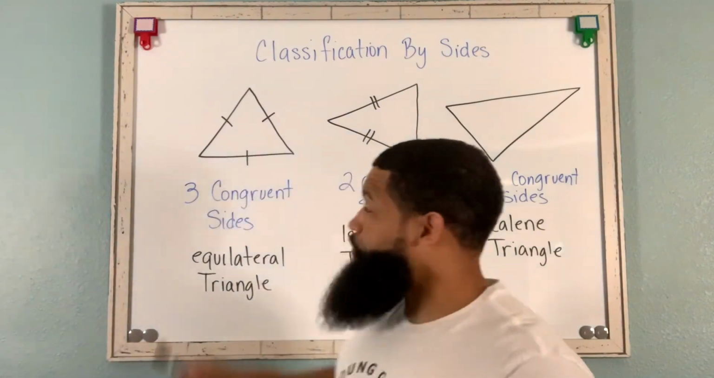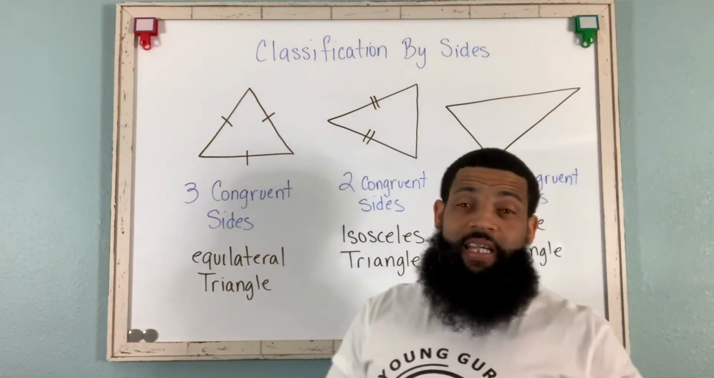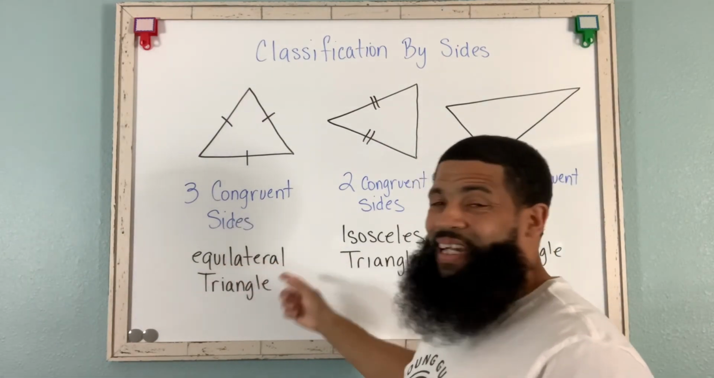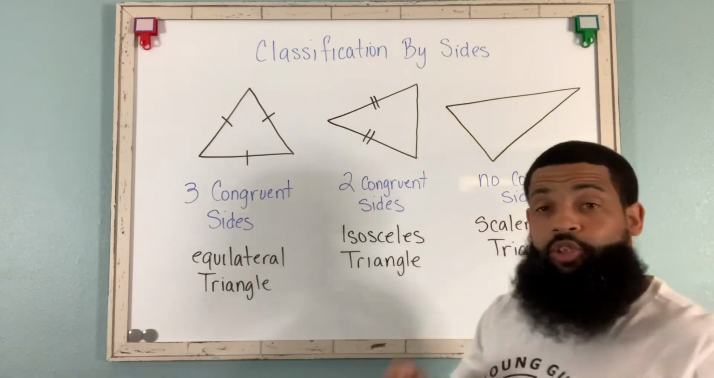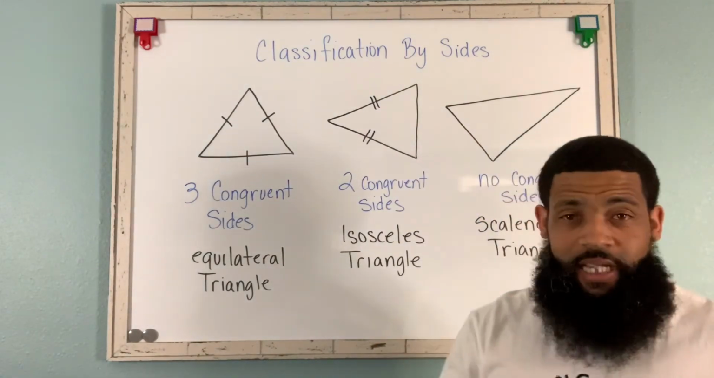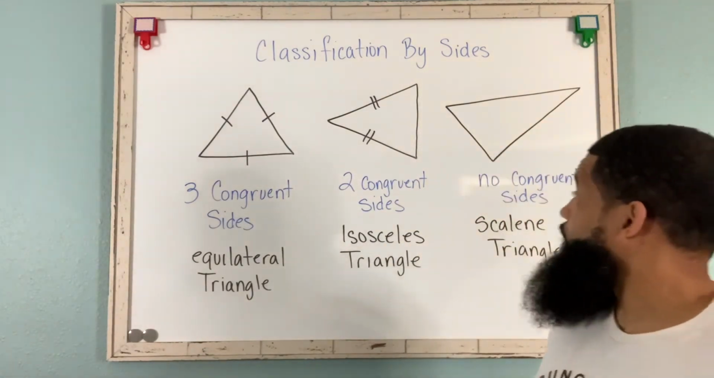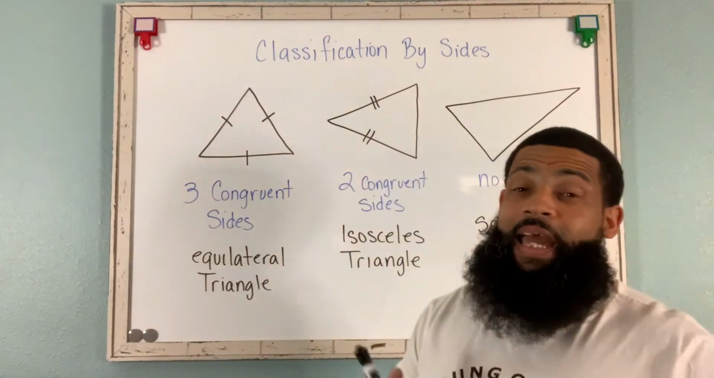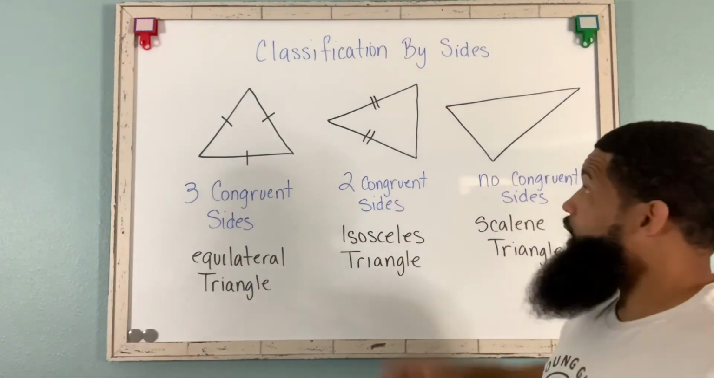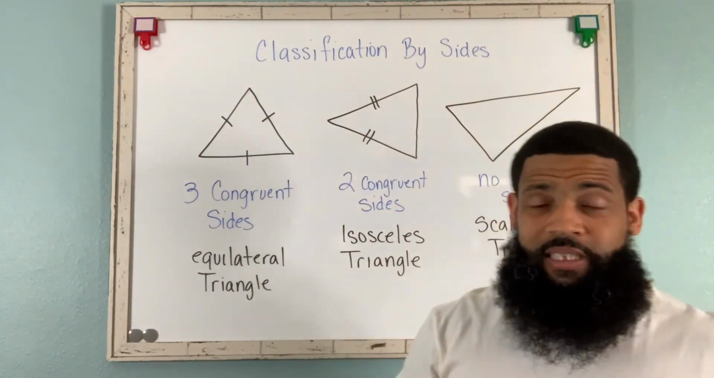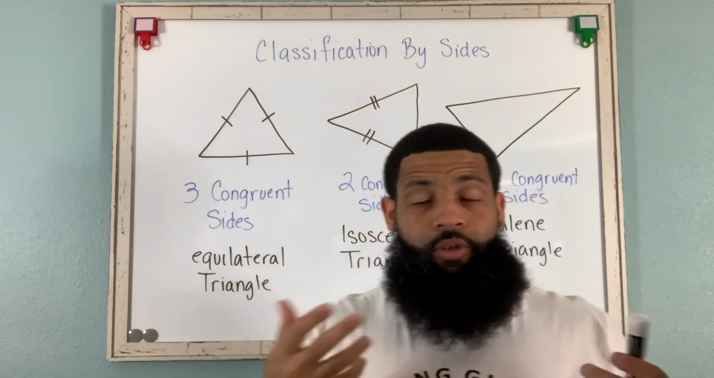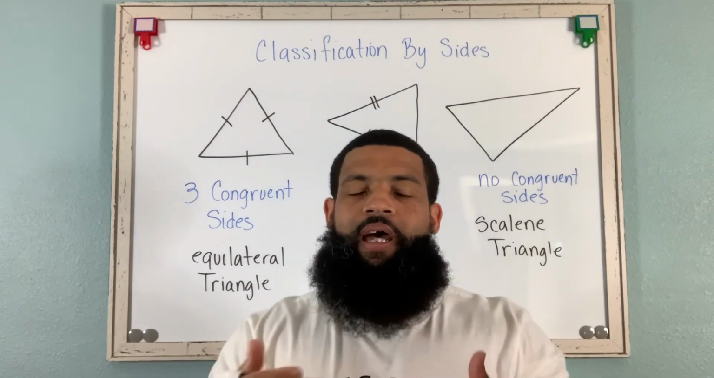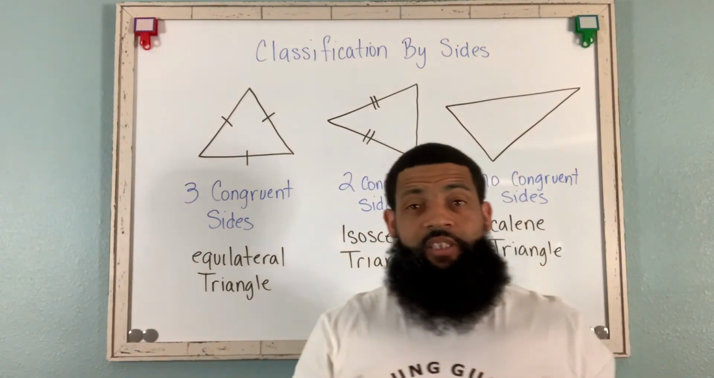So scalene triangle has no congruent sides. So we have the first one has 3 congruent sides. That's an equilateral triangle. Remember, equilateral, same sides. We have the second one, which has 2 congruent sides, which is an isosceles triangle. And then the third kind has no congruent sides, which is a scalene triangle. Now, this is an important concept because when you're working with triangles, you're going to be asked, or you're going to read about the different types of triangles, and you're going to have to take that information and put it together to find different values.